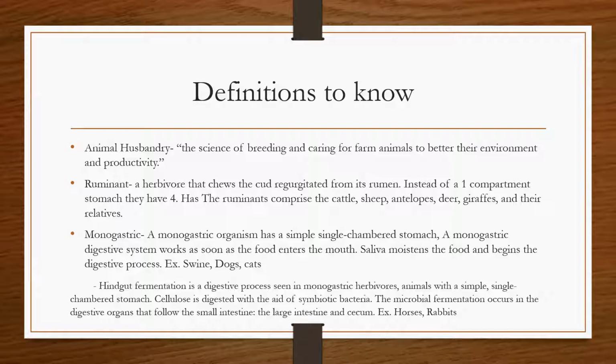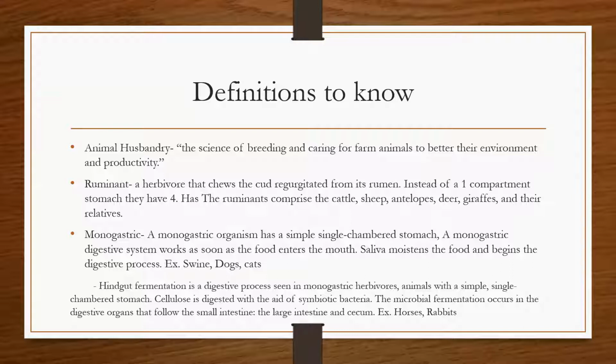Next is ruminant. This is an herbivore that chews the cud regurgitated from its rumen. That's a compartment in their stomach. So instead of having one compartment, they have four. Ruminants comprise mostly of cattle, sheep, deer, giraffes, and other herbivores that are relatives of those animals.